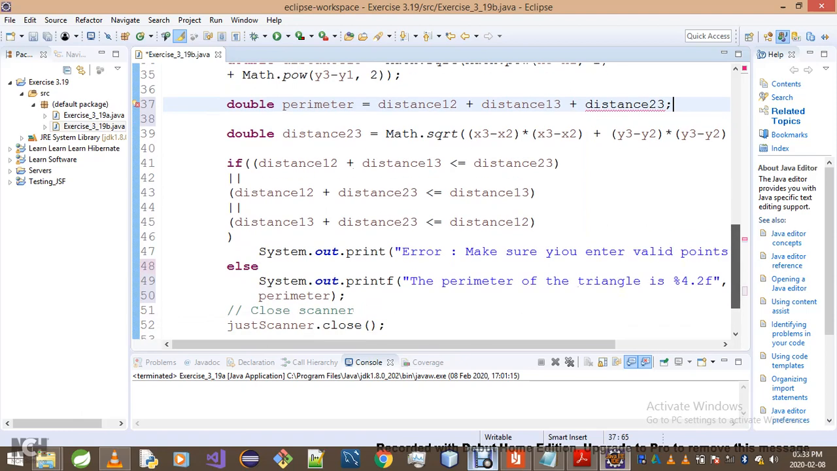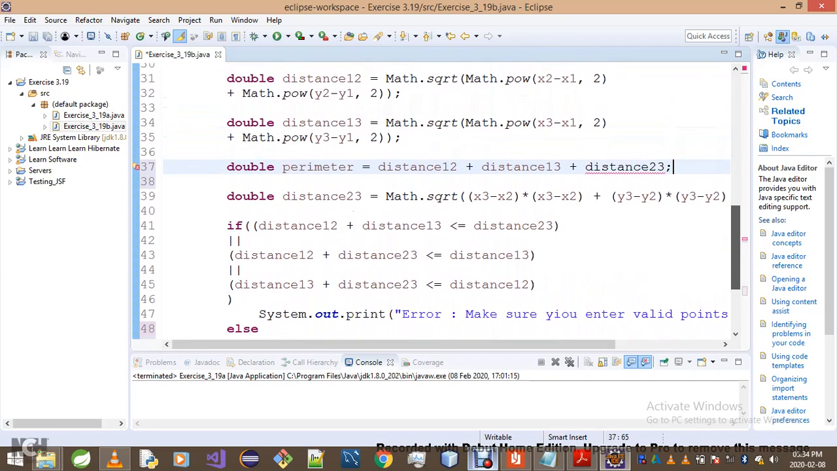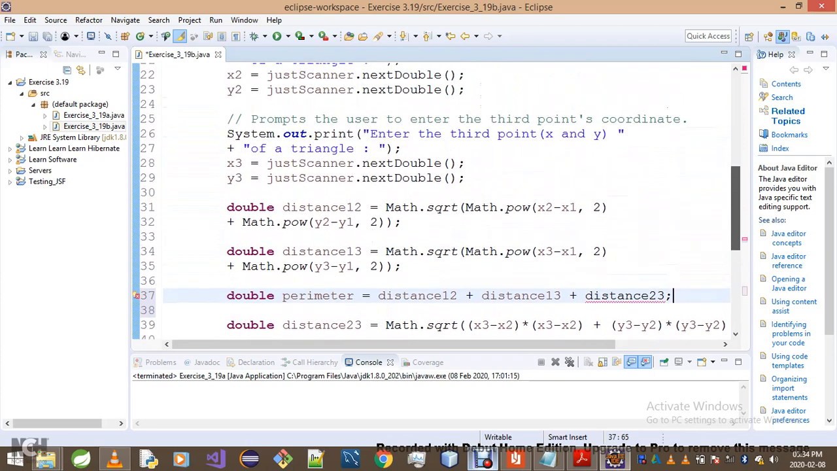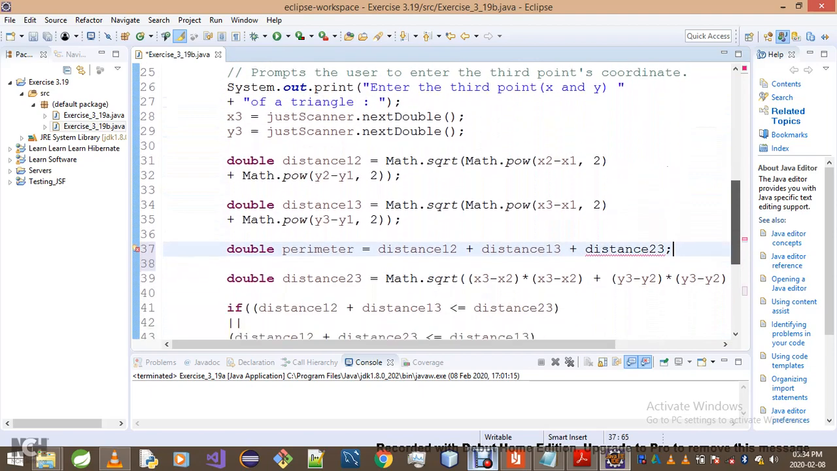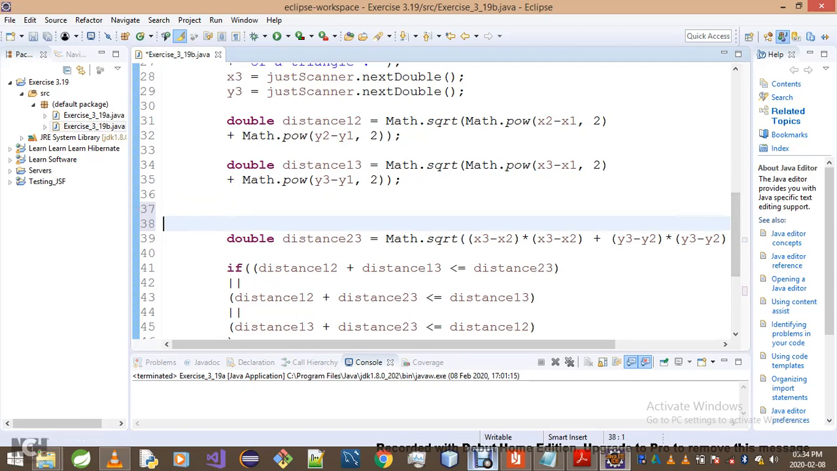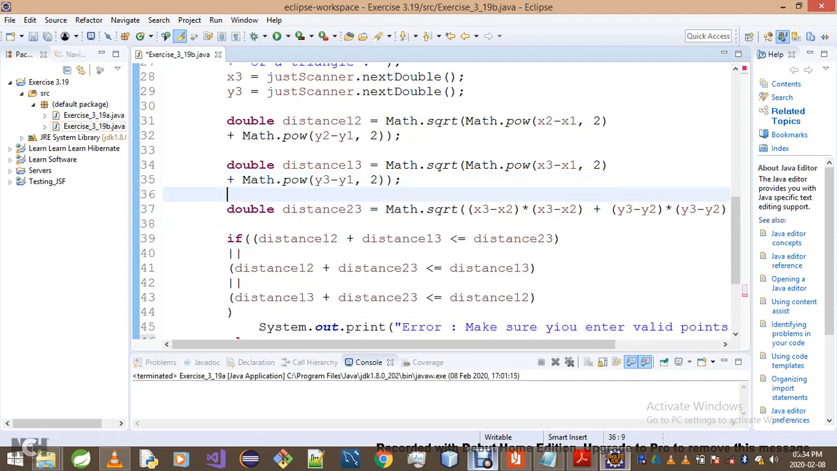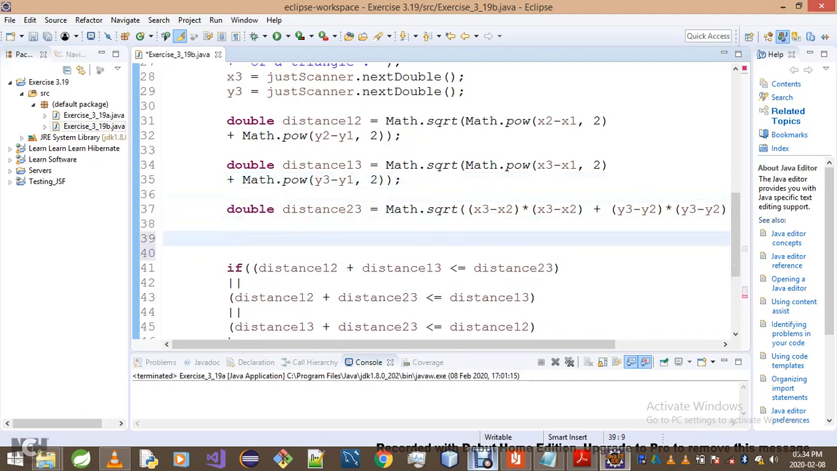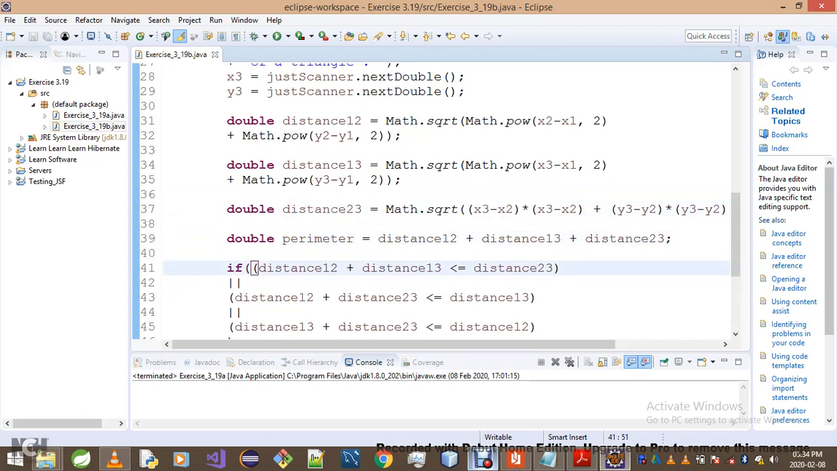What's wrong? What seems to be a problem? So perimeter is equal to distance between 1 and 2 and 1 and 3. And lastly, where is the distance between 2 and 3? Did I forget? Oh, I pasted this thing. I created this variable at the wrong place. What I want to do is to put it underneath this here. Okay, with that out of the way, it is time to hit the run button.